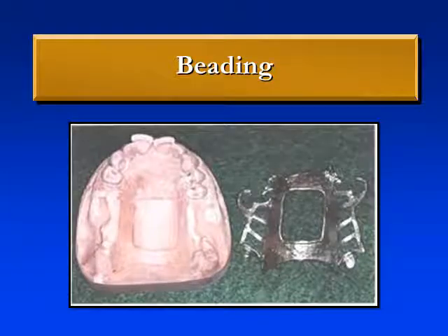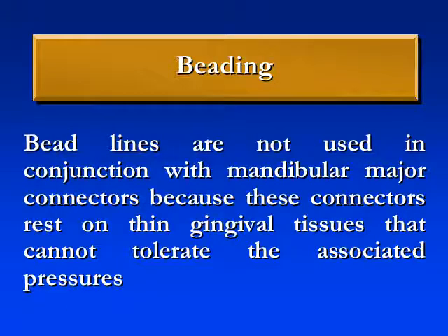In this figure, we see in this metal framework there is a raised border on the edge and in the middle of the maxillary major connector as a result of the beading of the maxillary cast. Bead lines are not used in conjunction with the mandibular major connectors. Why? Because these connectors rest on thin gingival tissues that cannot tolerate the associated pressures.